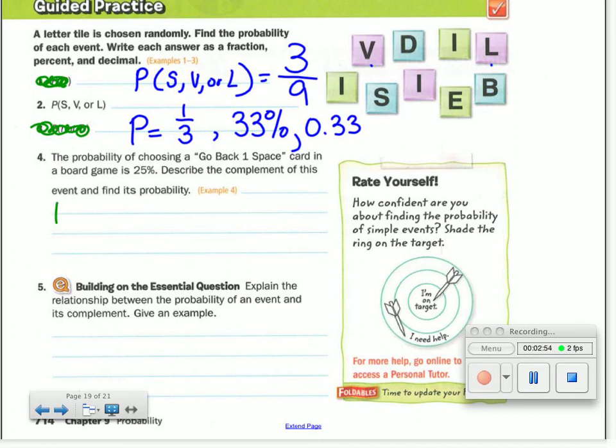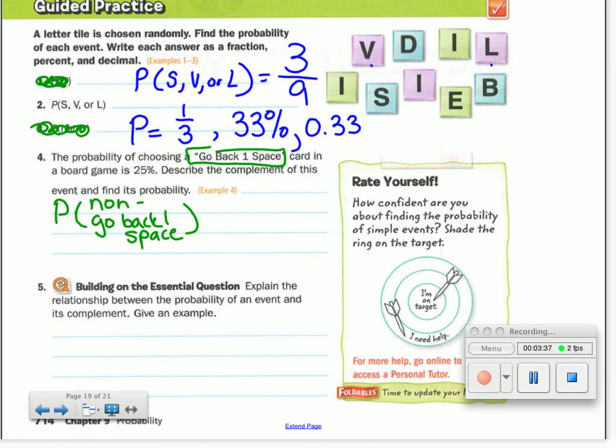So we want to know the probability of what? The complement of picking one of these. So does anyone know what the complement of that is? It's basically picking what? Any other card, as long as what? It doesn't say. Yeah. So some people would write, I know the answer key said the complement of selecting a go back 1 space card is selecting any other card than that. Or maybe a non go back 1 space. Or any other card but go back 1 space. All right. So we just basically don't want one of these.